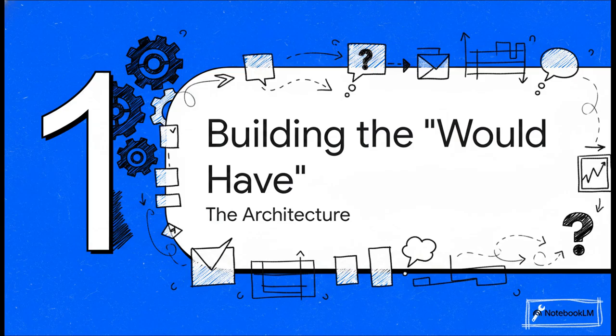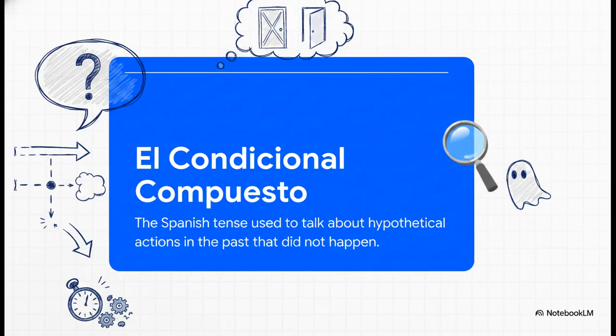Let's look at the nuts and bolts. So what exactly is the conditional compuesto? It's all about talking about hypothetical situations in the past. And here's the absolute key. These are things that did not happen. It's the grammar of the road not taken, of all those alternate timelines that exist only in your imagination.